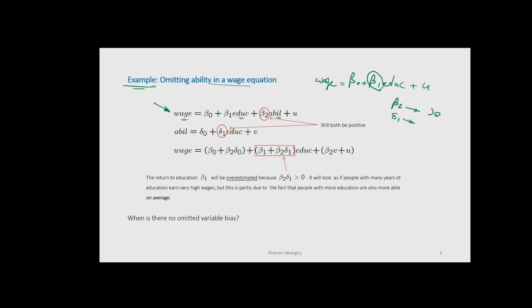What about the sign of delta 1? We said that, for simplicity, let's think about it as the correlation between x1 and x2. What is x1 here? Education. What is x2? Ability. So what do you think of the correlation between education and ability? Most probably this is also positive. So the correlation between education and ability is positive, so your delta 1 is positive. The correlation between ability and wage is positive, so beta 2 is positive. If I multiply positive by positive, the bias is positive. So positive bias.